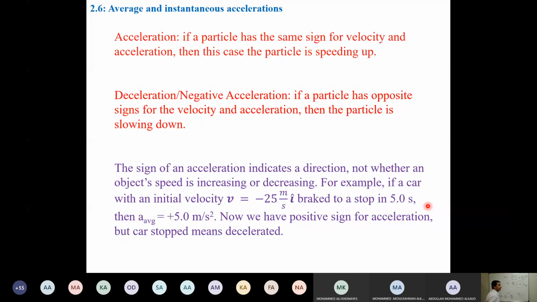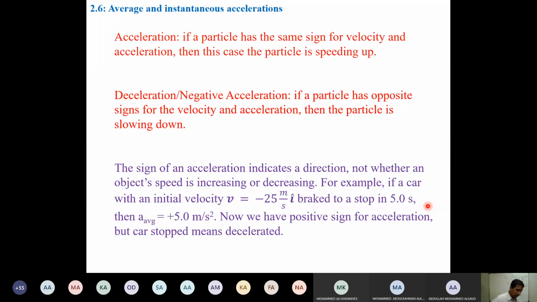The sign of the acceleration is positive. This is what we want to emphasize here. The sign of the acceleration is positive, but the car has come to a stop. So the sign of acceleration alone is not enough to tell whether the car is speeding up or slowing down. We need to look at the sign of the acceleration and velocity both together and decide based on that whether the car is speeding up or slowing down. Okay. Any question here?